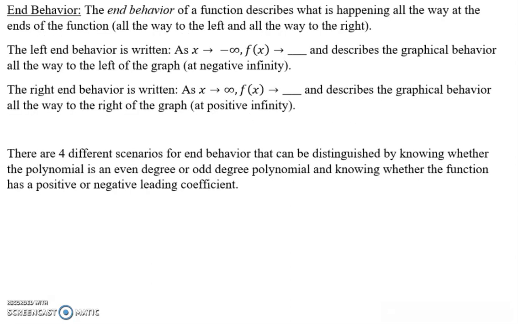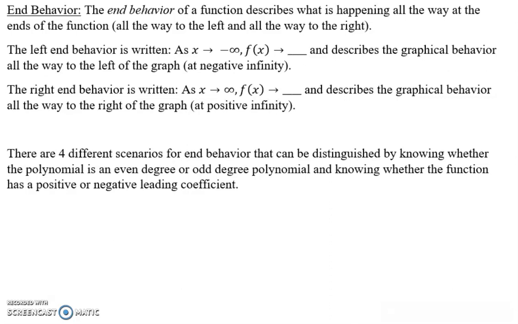Now let's talk about end behavior. The end behavior of a function describes what is happening all the way to the ends of the function, all the way to the left and all the way to the right. The left end behavior is written as x approaches negative infinity, f of x approaches, and describes the graphical behavior all the way to the left of the graph.